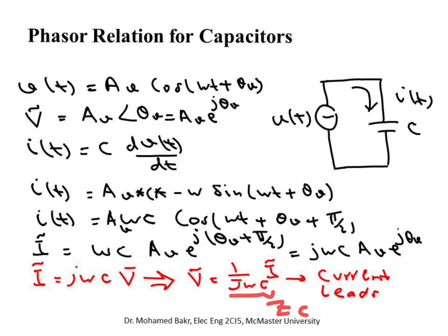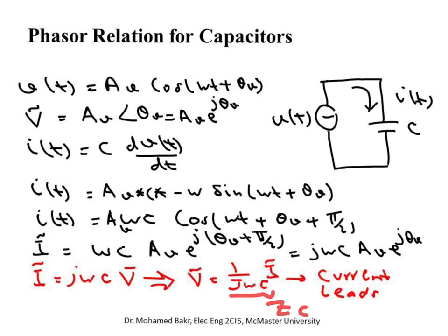So, the magnitude of the current will be divided by omega C to give me the magnitude of the phasor of the voltage. And I have to subtract 90 degrees from the phase here, because 1 over j will give me minus j, and minus j is a phase shift of minus pi over 2. So I know that the phase of the voltage is equal to the phase of the current minus pi over 2. So here the current leads. The current is the one that's ahead of the voltage, because you subtract pi over 2 from its phase. This means that the voltage lags behind the current.